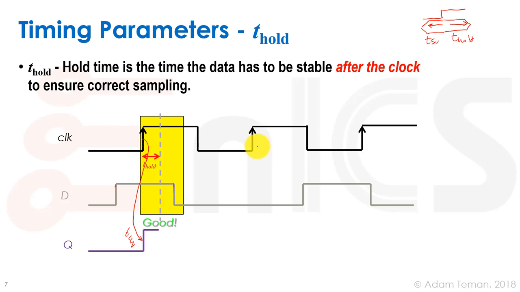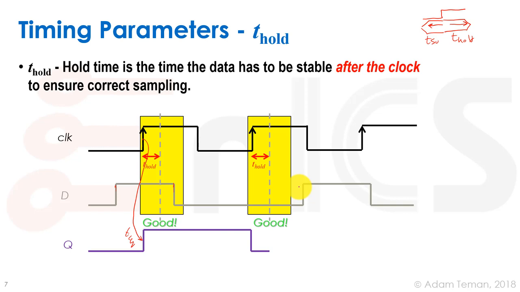If we look at the next clock cycle, again, we look around the clock edge and we see that the next change is much farther away than we expected, than needed. And so we probably had a good transition. It was longer than T hold. And we can see that this is the second TCQ and it was for a falling edge on the output.